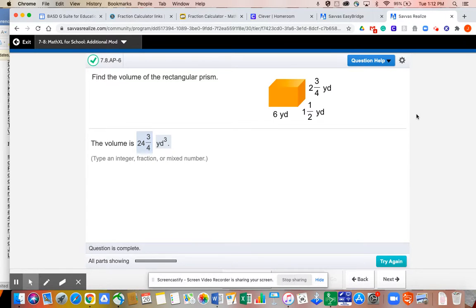And that is how you would use the fraction calculator and input mixed numbers into SAVVAS. So that'll be the end of my video.